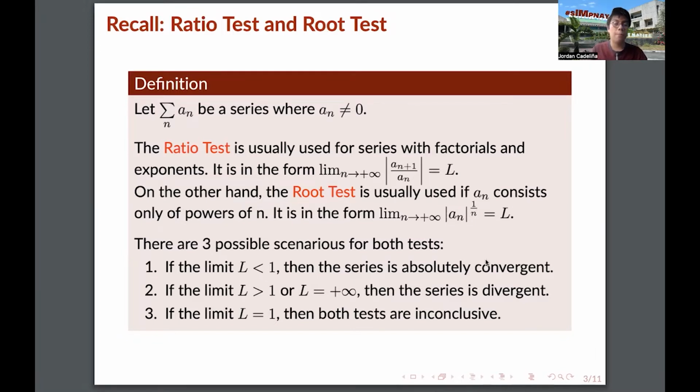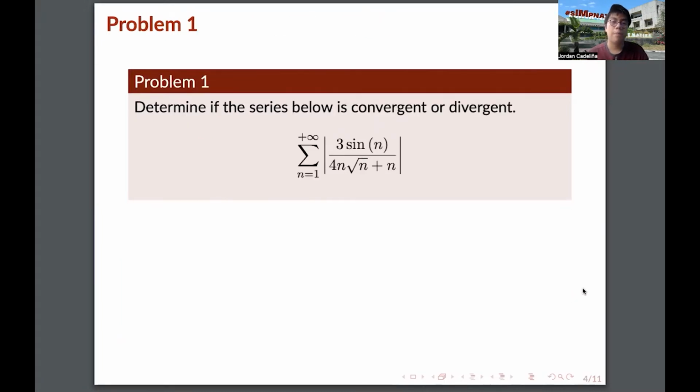So let's try some problems relating to absolute convergence. So first problem, determine if the series below is convergent or divergent. So summation of from n equals 1 to positive infinity, absolute value of 3 sine n all over 4n squared of n plus n. So you may pause kung gusto nyo isolve, then we'll show the solution later.